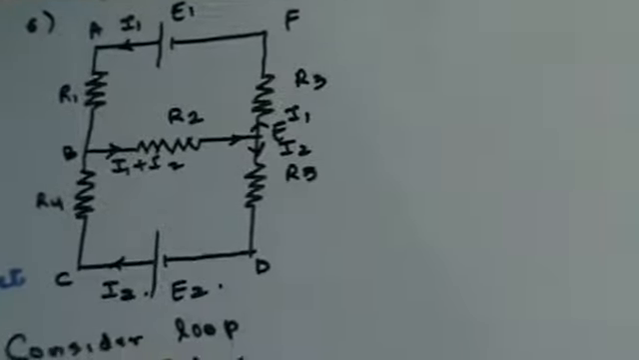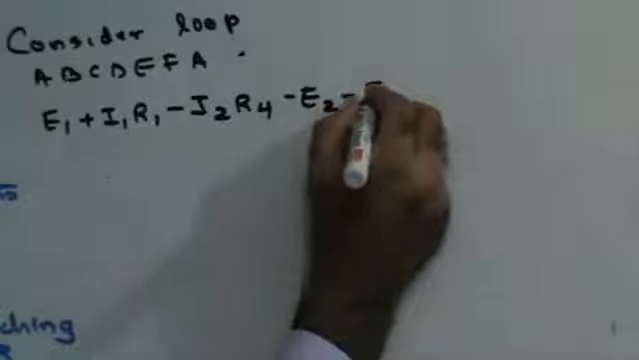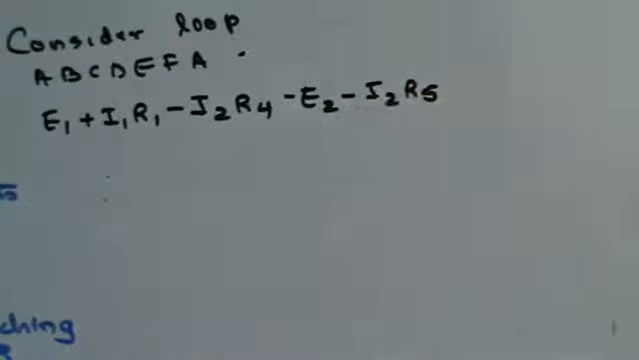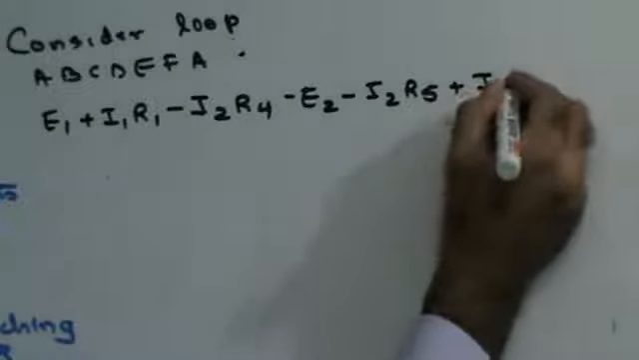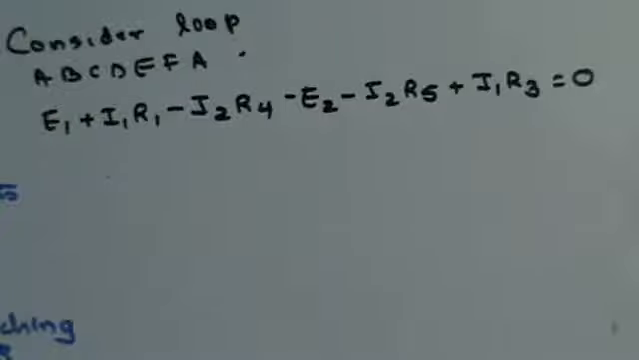Now I am moving from D to E. Is the current entering the node or leaving the node? It is leaving the node at point D. Since it is leaving the node at point D, the current will be treated as negative, so minus I2R5. Then I am moving from E to F. Is the current entering the node or leaving the node? The current is entering the node, therefore it will be treated as positive. So this will be I1R3 equal to 0. That's how you apply Kirchhoff's second law.